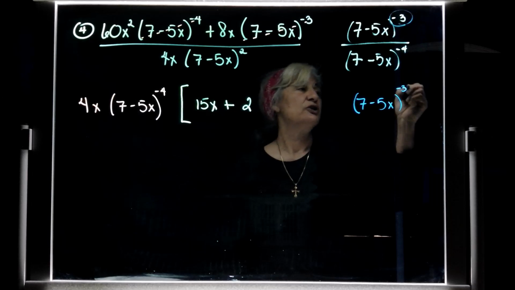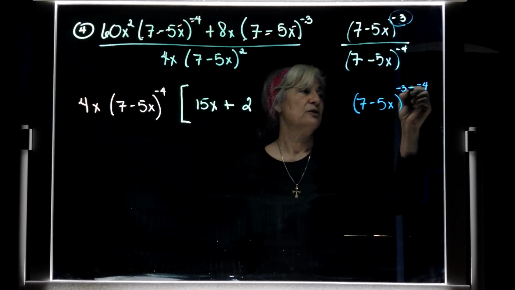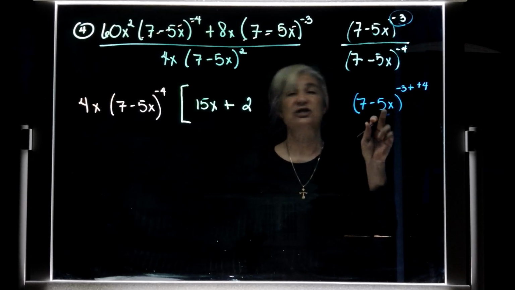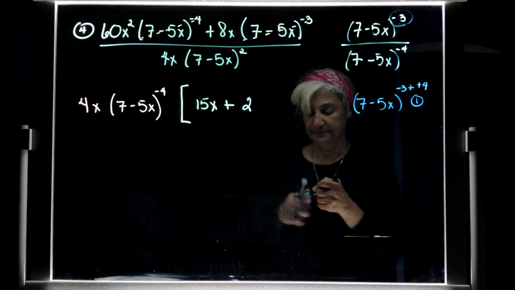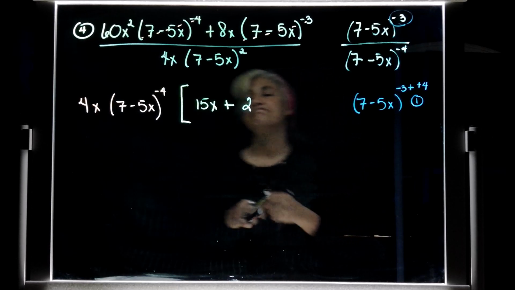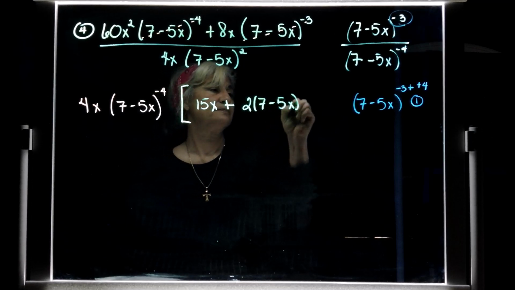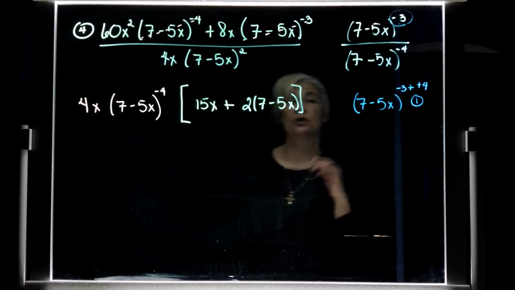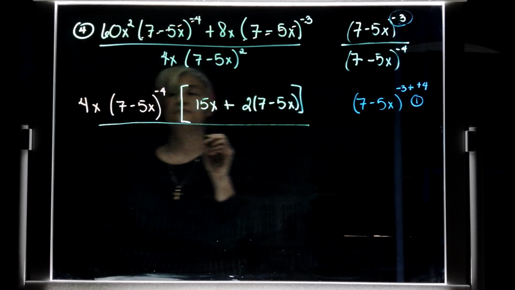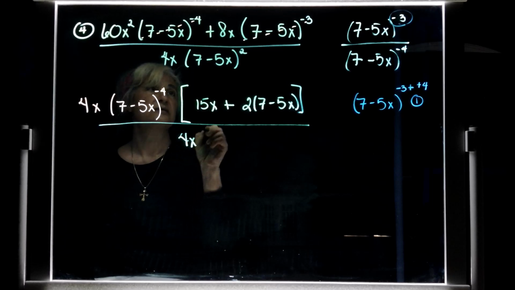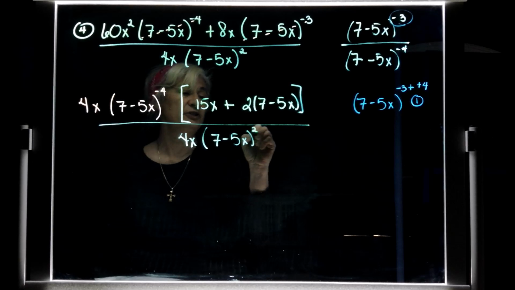-3, subtract the denominator's exponent. Well, that makes it addition, which means that's just going to be to the power of 1. That's nice. I like that. Good? Okay. And now what do we have in the denominator? We have 4x, and in parentheses, 7 minus 5x to the power of 2.